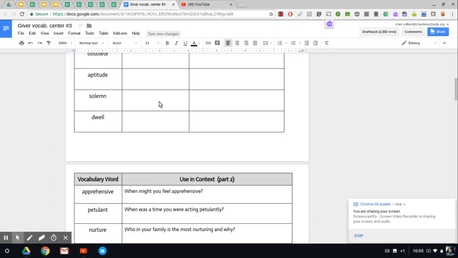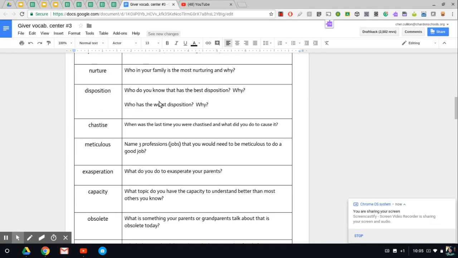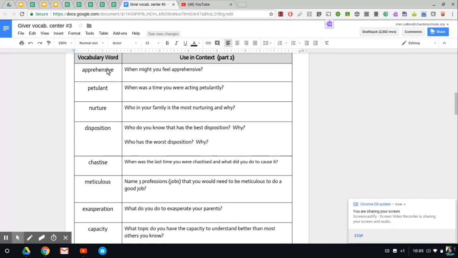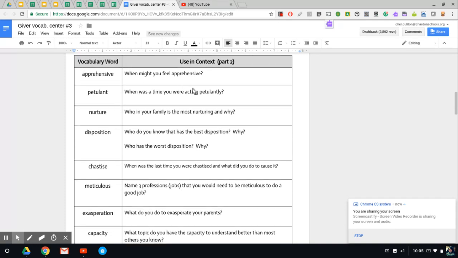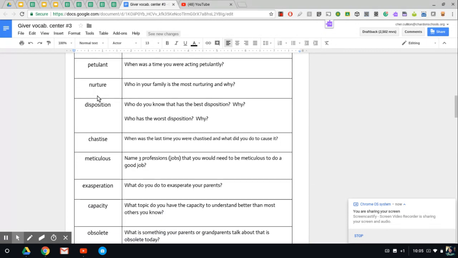On the back of this page is your second activity, and it's looking at using the words in context a little bit. So for example, for apprehensive, I ask you to give me an example of a situation when you might feel apprehensive. Petulant. When was a time when you were acting petulantly? So you'll see that I'm going to try to use the words in the different forms so that you understand that they can be used in different ways. This is the required activity. If you don't finish it, it is homework.